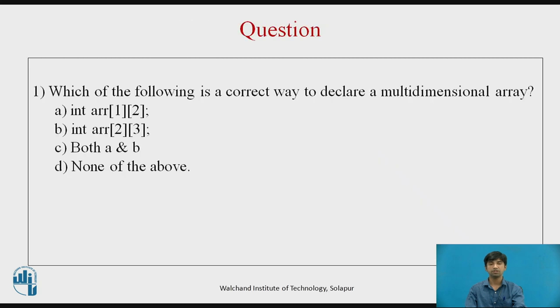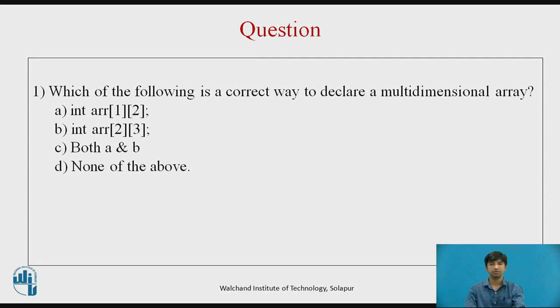Now, pause this video for a few seconds and try to write the answer to the question. Which of the following is the correct way to declare a multidimensional array? int r[1][2], int r[2][3], both a and b, none of the above.